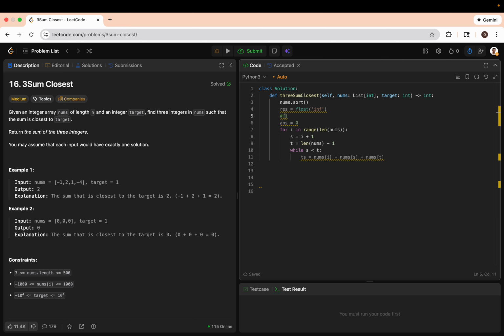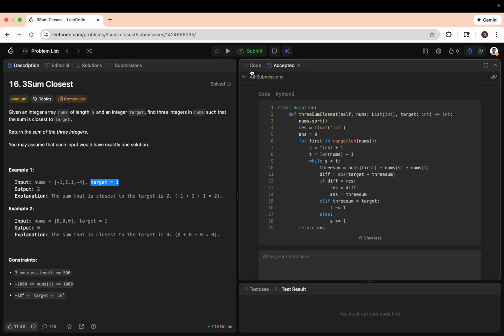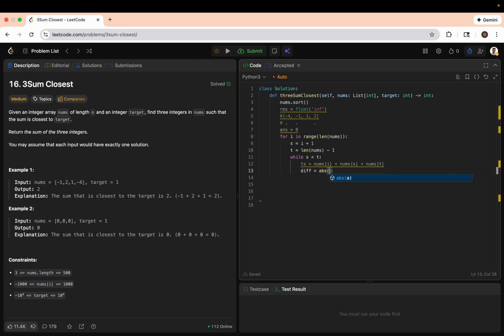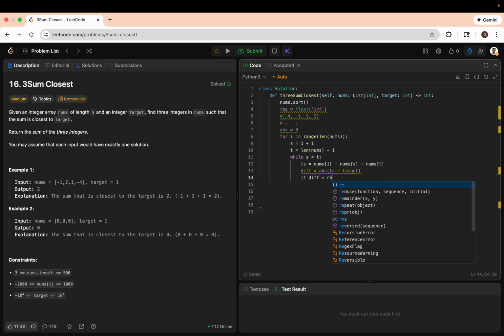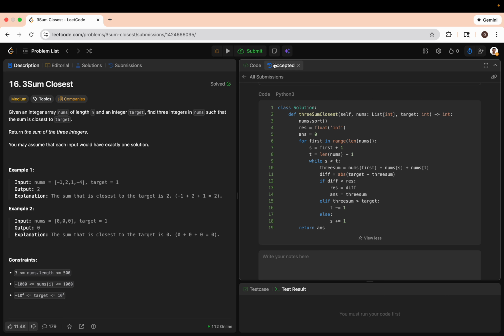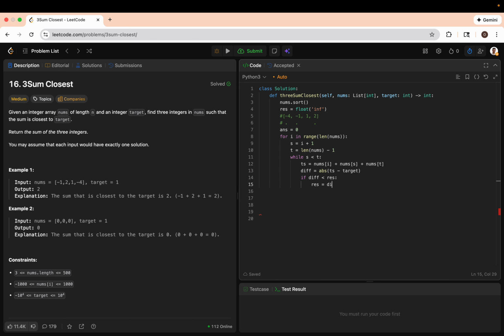So let's say we have -4, -1, 1, and 2. So pointer 1 is here, and then here, and then here. So we're going to move these two inwards based on how close we are in terms of absolute differences. Seems to be what we're doing. So the difference is the absolute difference of threesome minus target. Okay, that's just the absolute difference. If diff is less than result, okay, so we haven't set this yet, and we're trying to minimize it. So result equals diff, and then answer is threesome, which is the total.